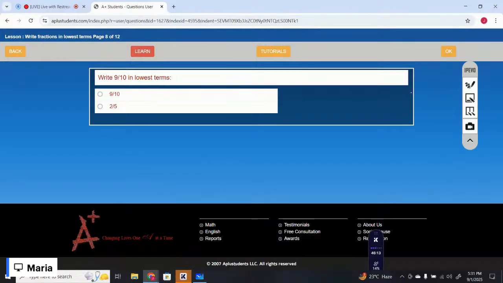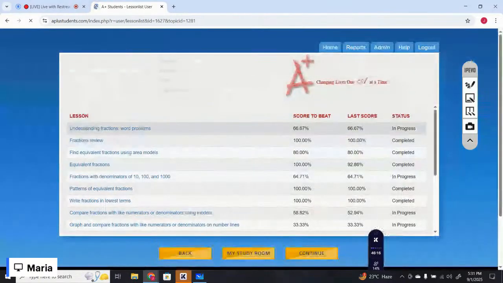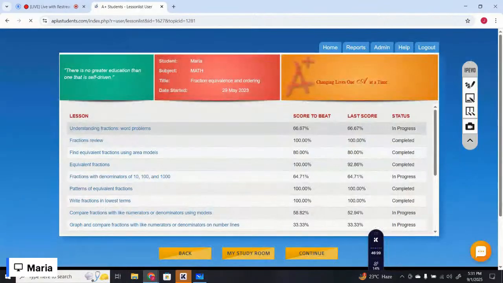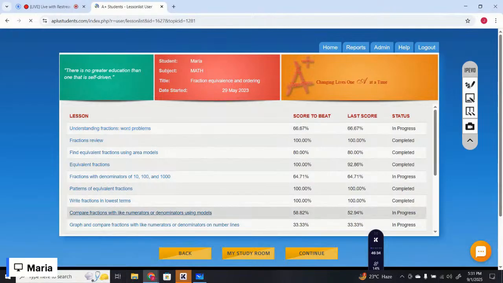Okay, you can complete the lesson by yourself later today. Next lesson: compare fractions with like numerators or denominators using models.